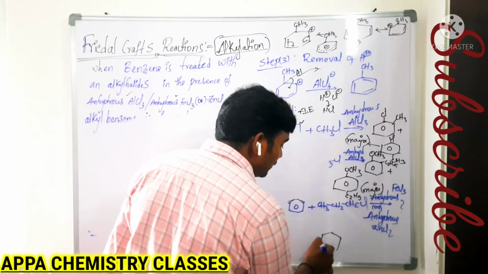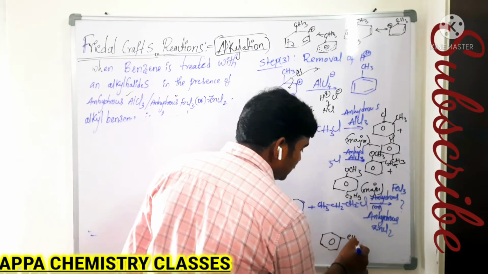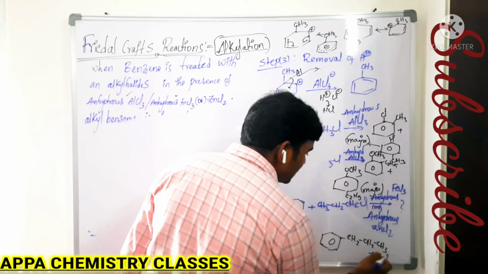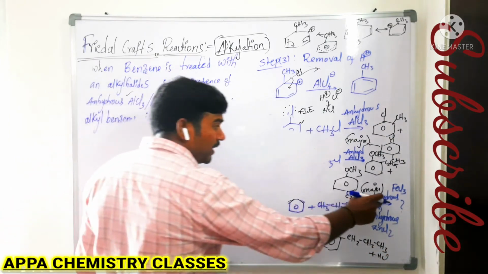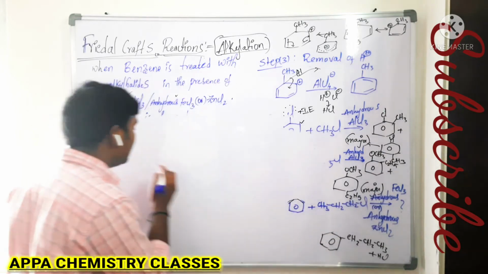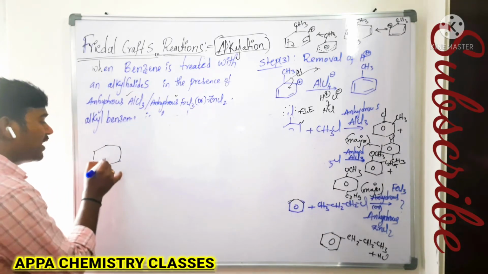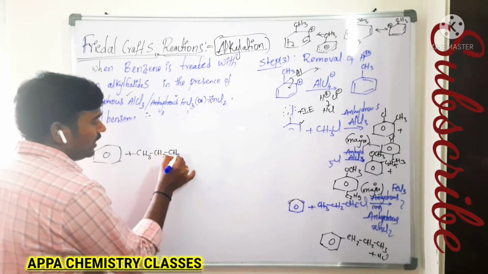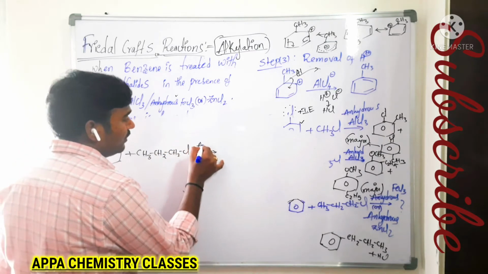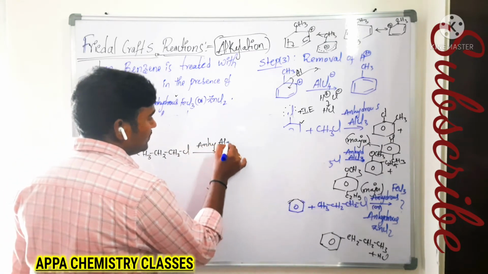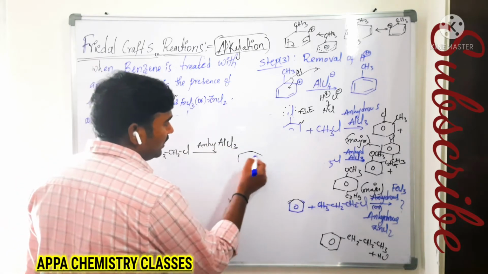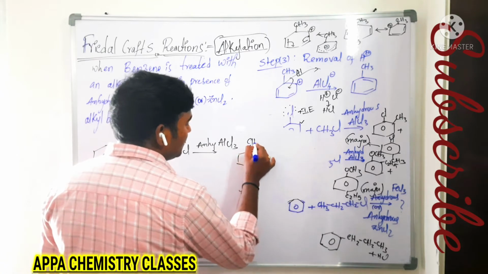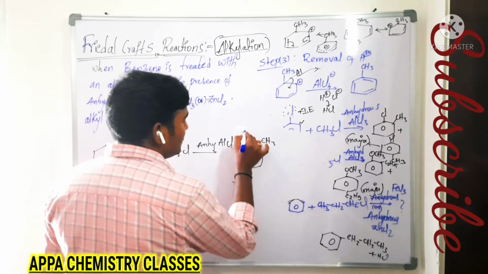So for that reason we are going to get CH2, CH2, CH3 plus HCl. This is the product we are getting in presence of anhydrous ferric chloride and anhydrous ZnCl2. The same molecule, if it reacts with anhydrous aluminium chloride, in presence of anhydrous AlCl3, then what happens? We are getting isopropyl benzene. So this isopropyl benzene is called what?